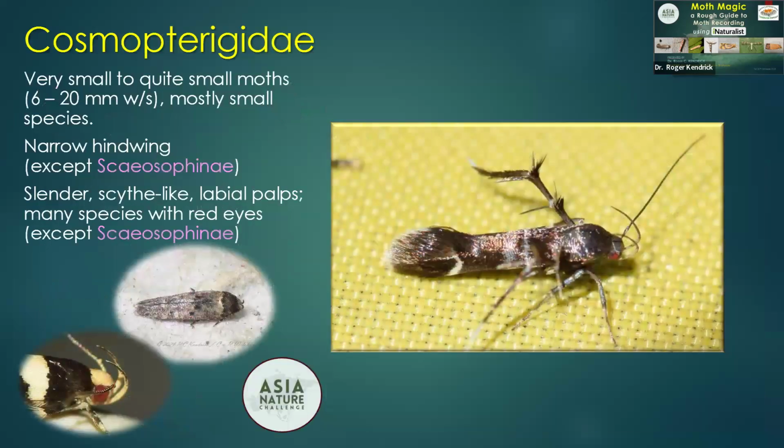Okay, the next Gelechioid family I'm going to deal with is the Cosmopterigidae. These have very fine, slender, scythe-like palps. Again, thin-winged, like the Elachistidae, and usually with a big fringe at the back. Sometimes the legs are modified with big spikes or whorls of bristles. We'll come to that later because that's significant. It's another family.